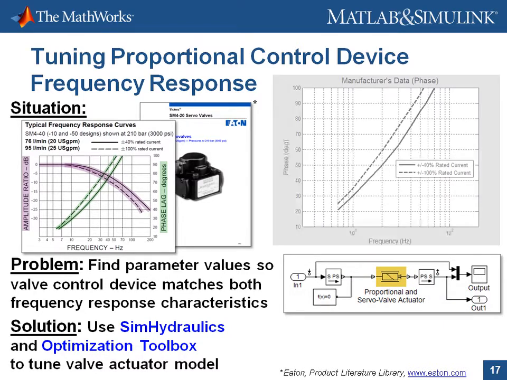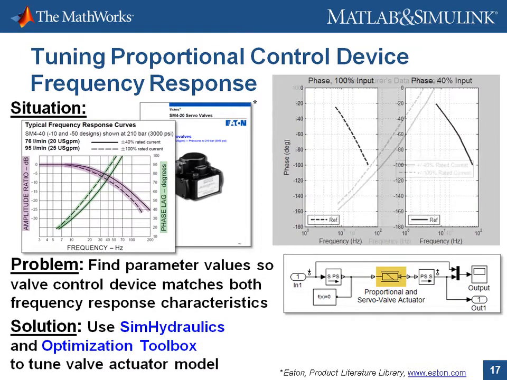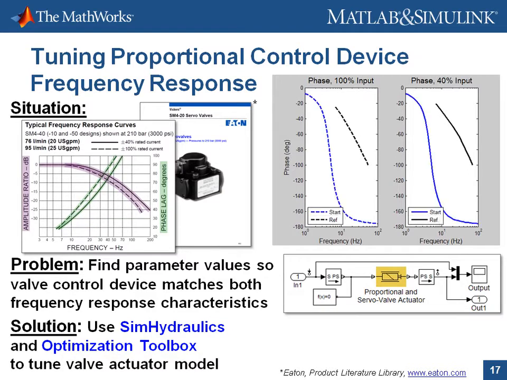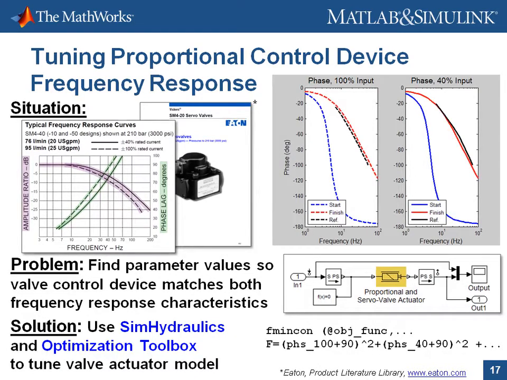We'll bring in the data from the datasheet and test it against the frequency response with our initial parameter settings. We can see that they're far away. We'll then use optimization algorithms to tune the parameters in our model until the frequency response generated by the simulation matches the data from the datasheet. I'll now switch over to the model so that you can see how this is done.